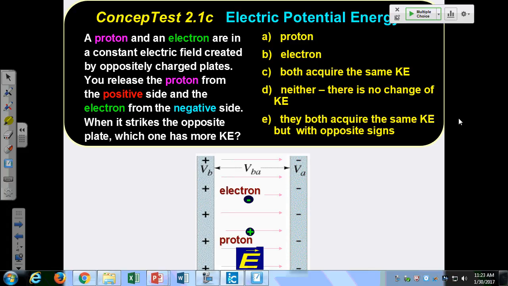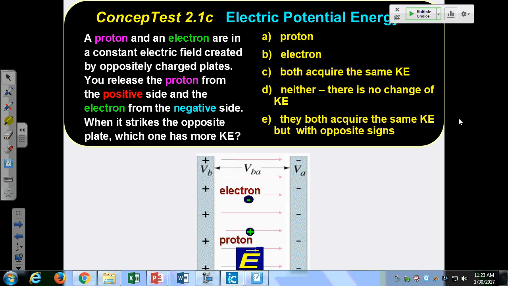And then some of you put proton, you're thinking, oh, it has a bigger mass. That's okay, but that's wrong. Some of you put electron, you think, oh, it has a small mass, but it has such a big speed, right? And V is squared, so therefore it must have more energy. And that's good thinking, but it's not really correct. They're both going to have the same amount of energy as they move through this electric field. They're crossing the same potential difference, right?